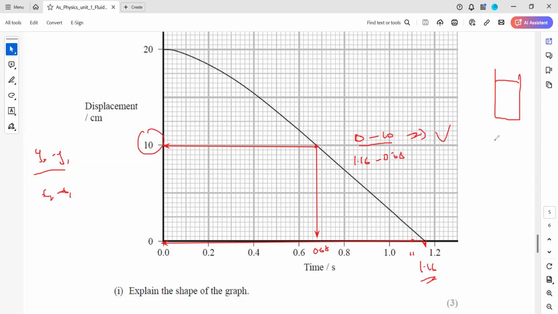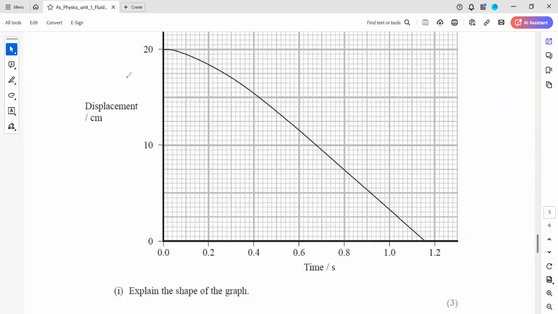But that will be in centimeter per second. So don't forget to convert into meter per second. So we'll divide it by 100 and we'll get meter per second, because displacement is given in centimeter. Unit conversion is always important. Use the SI units.